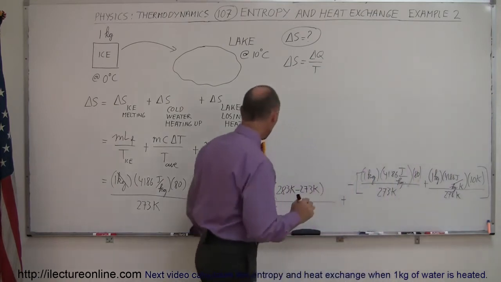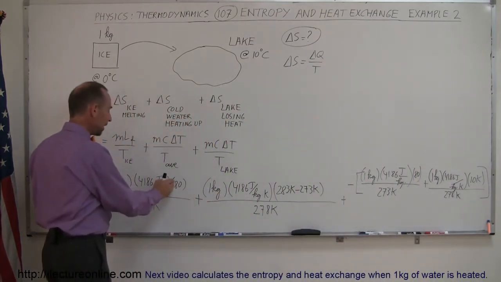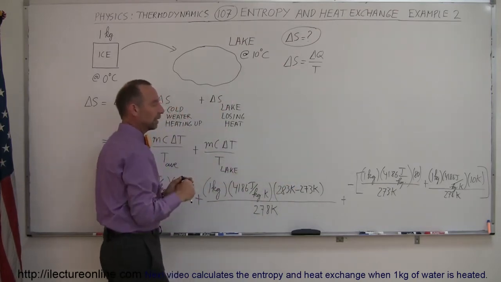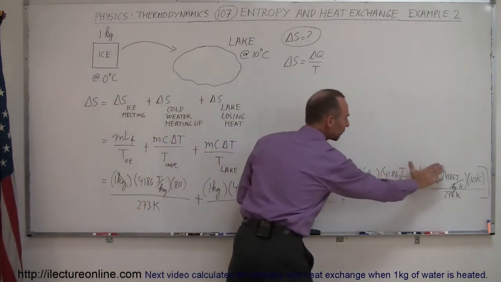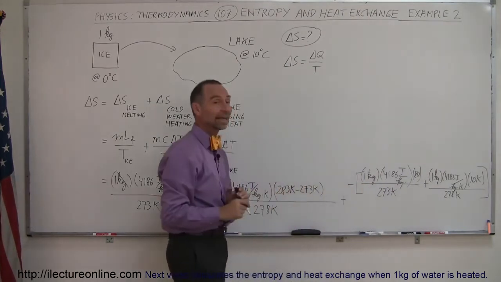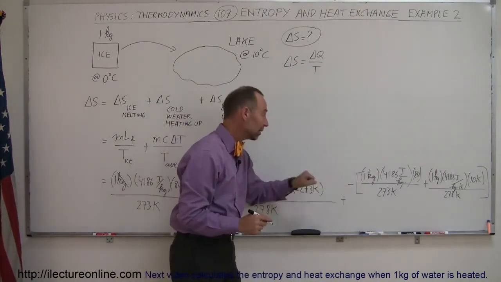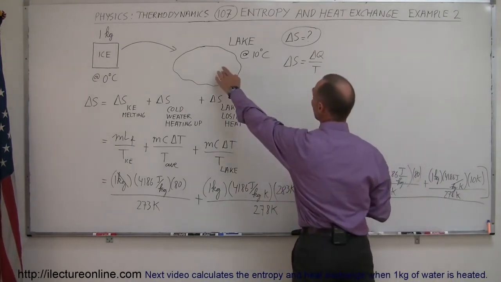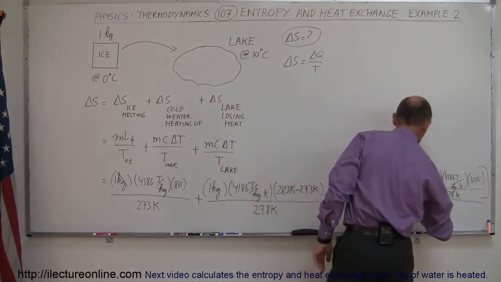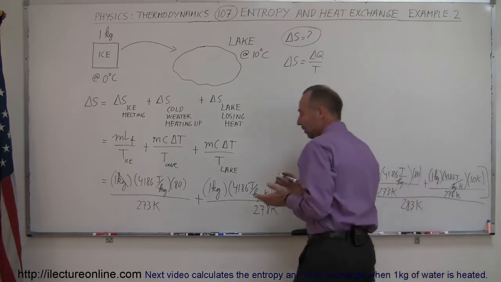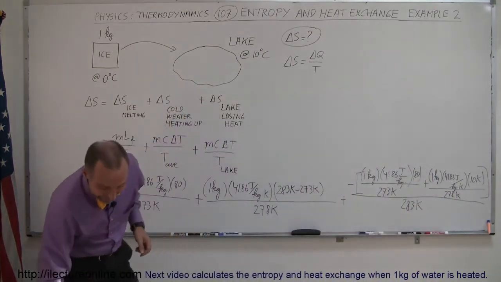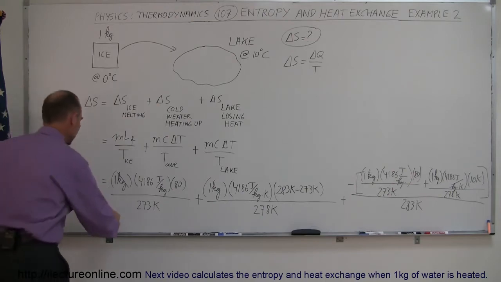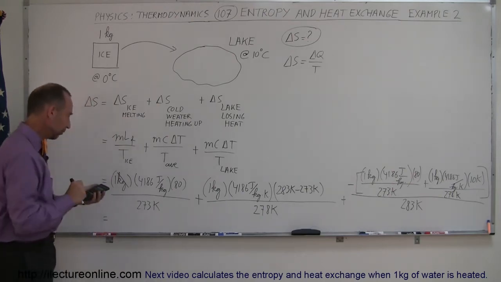So notice that whatever heat was absorbed by the ice, it was absorbed by the cold water that now turns to the same temperature as the lake water. That same amount of energy is going to be given off by the lake, and since the lake is losing the heat, we need to put a negative in front of that, and we divide the whole thing by the temperature of the lake, which is 283 Kelvin, because the water of the lake will not really change in temperature. All right, so now we can go ahead and find each of these quantities.